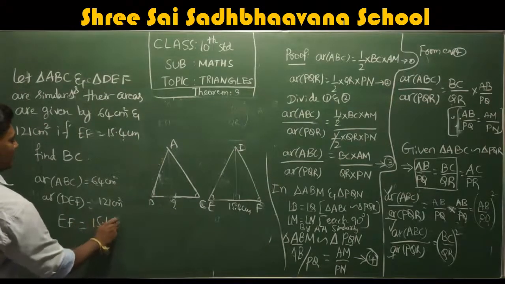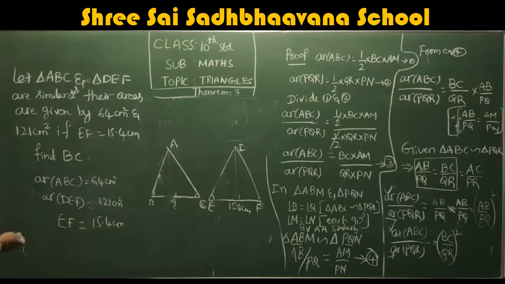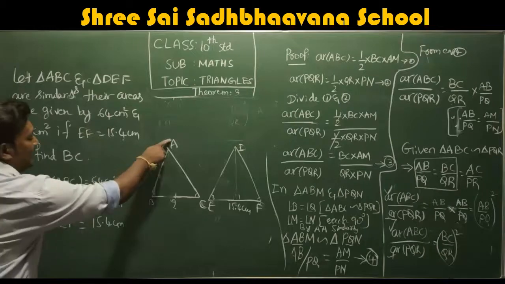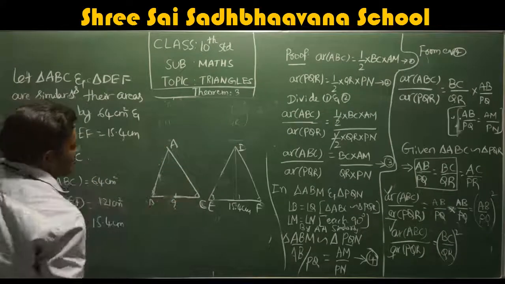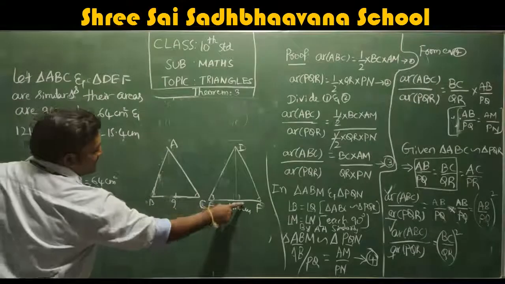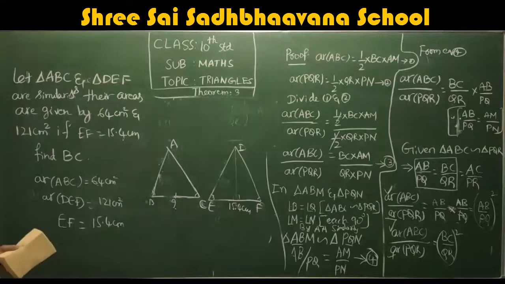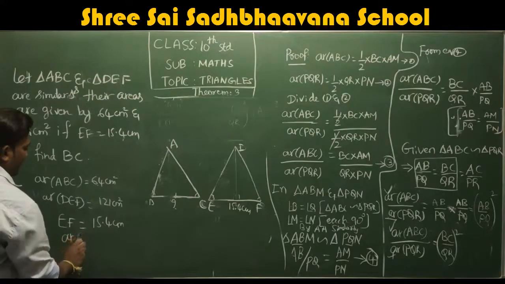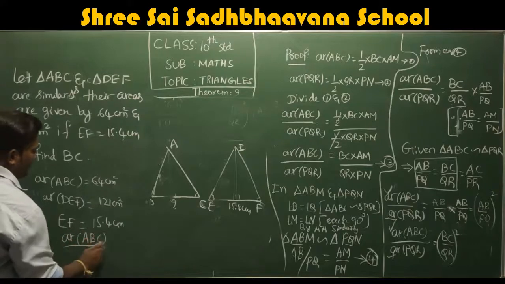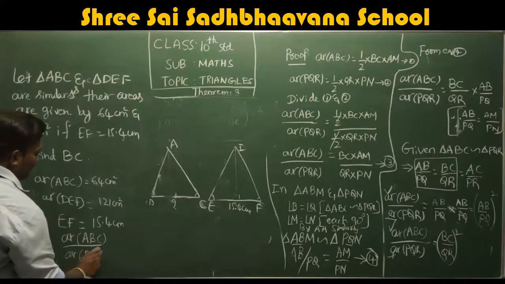So this is a 2 mark sum. Usually they ask it for 1 mark, but sometimes you might get it for 2 marks also. Here we have to use this theorem, areas of two similar triangles. ABC triangle area is given, triangle DEF area is given, and also this side is given. We have to find the corresponding side BC. So what is the statement we have? According to this, area of triangle ABC divided by area of triangle DEF.